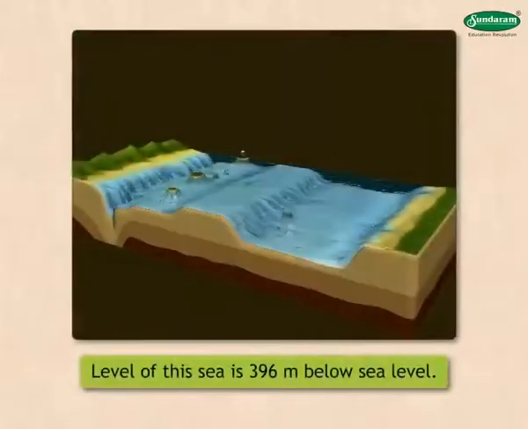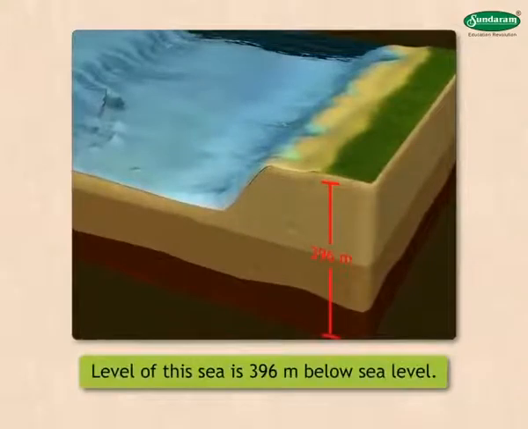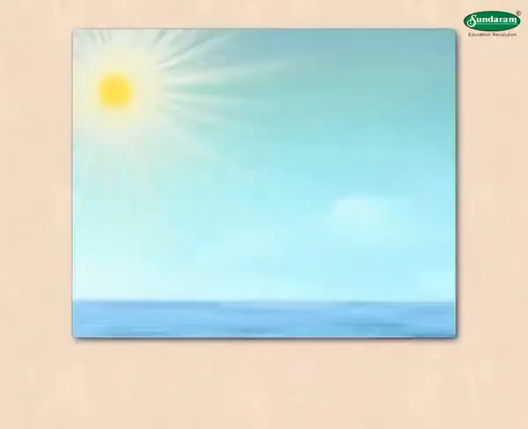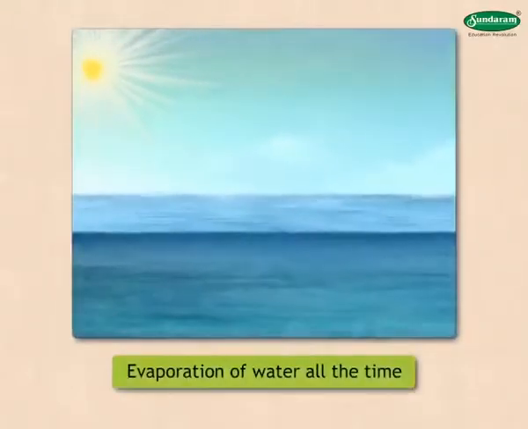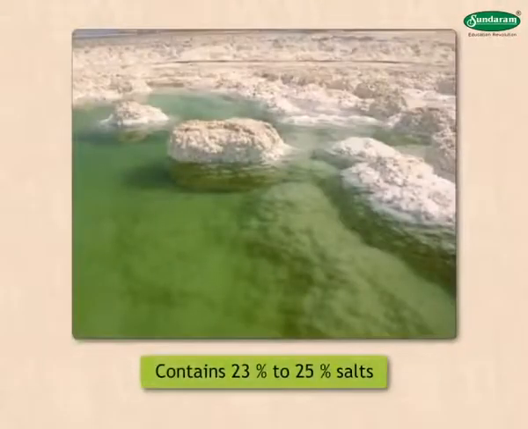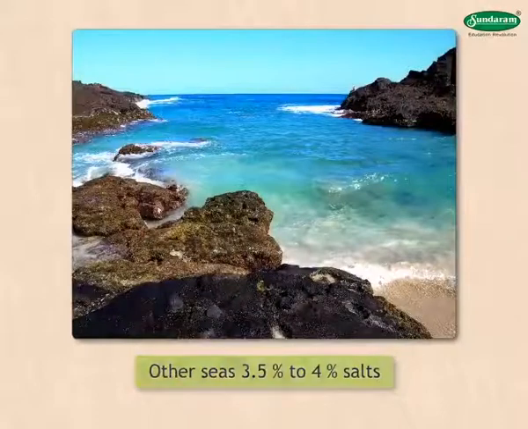The level of this sea is as much as 396 meter below sea level, and there is no outlet for the water. Besides, the temperature causes the water to evaporate all the time. For this reason, the water in this area contains 23% to 25% salts. In other seas, this proportion is 3.5% to 4%.